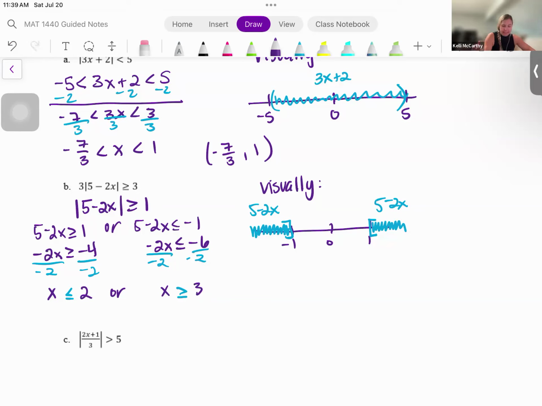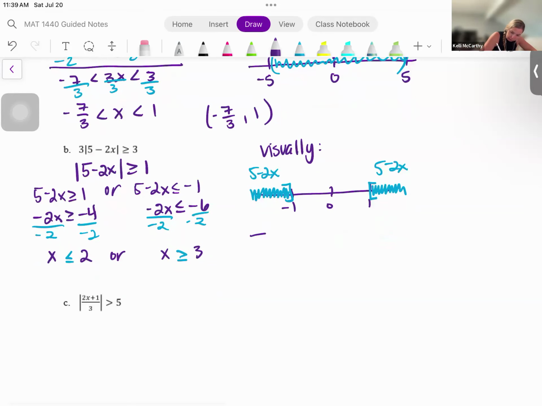Now, it might help us to see this on the number line just to set up our interval notation. So below my setup, I'm going to set this. Here's 2, here's 3. They're saying that x is less than or equal to 2, so that's values to the left of 2, including 2. X is greater than or equal to 3. That's values to the right of 3, including 3.